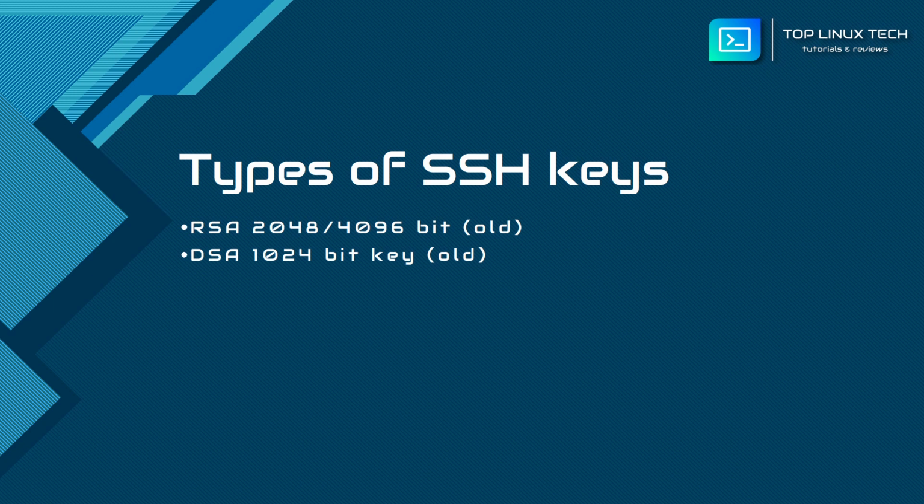Next on the list, we have the DSA, or the Digital Signature Algorithm, which is also an old one, which was used by the US government in the past, and comes with the default key size of 1024 bits. You should definitely not use this algorithm today.